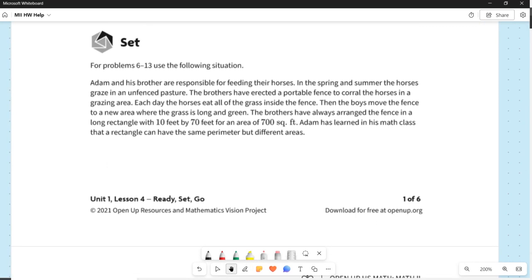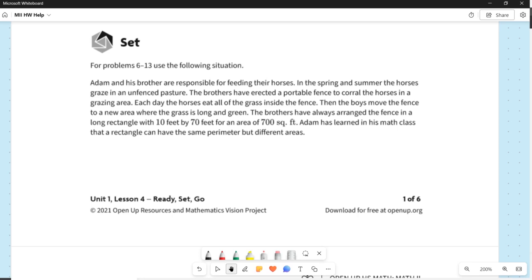The next problem is in the set section. For problems 6 through 13, use the following situation. Adam and his brother are responsible for feeding their horses. In the spring and summer, the horses graze in an unfenced pasture. The brothers have erected a portable fence to corral the horses in a grazing area. Each day, the horses eat all the grass inside the fence. Then the boys move the fence to a new area where the grass is long and green.